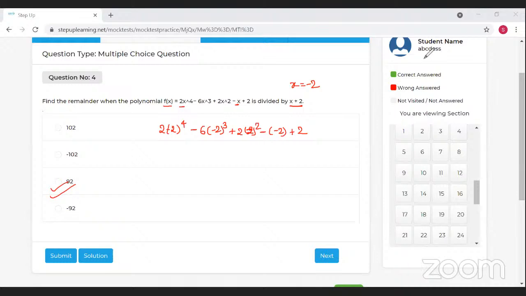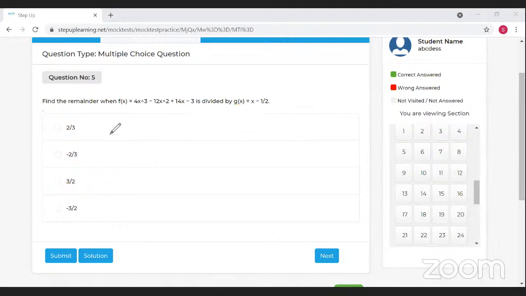I hope that's clear. So we'll move on. Let's move to the next one. This is also similar stuff, I guess. f(x) is equal to 4x cubed minus 12x square plus 14x minus 3, divided by g(x) where g(x) is x minus 1 by 2. So again, x is equal to 1 by 2. Substitute x equal to 1 by 2 everywhere, and then check what the answer is.